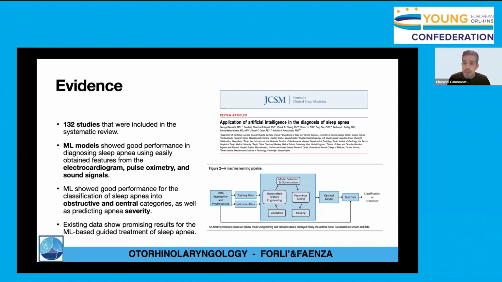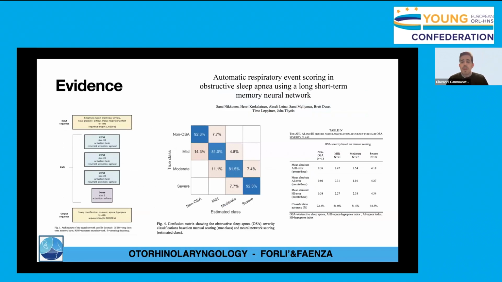First of all, I would like to show you this very significant review collecting 132 studies included, talking about the use of machine learning models in the diagnosis of sleep apnea. As you can see, these models use mostly the electrocardiogram, pulse oximetry, and sound signals. And they proved to be very effective in detecting apneas, differentiating obstructive from central apneas, also classifying the severity of the syndrome. So this kind of model looks promising.